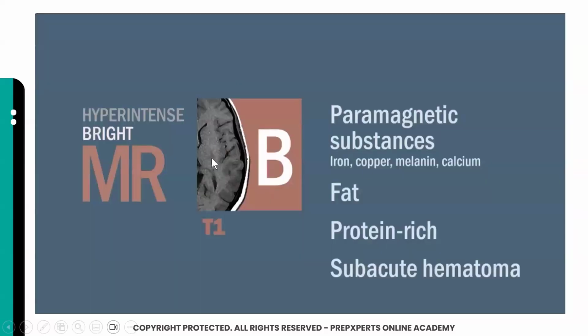Then what appears hyperintense on T1? Paramagnetic substances, fat, protein-rich things, or subacute hemorrhage. So these are a few things that are T1 hyperintense or bright.